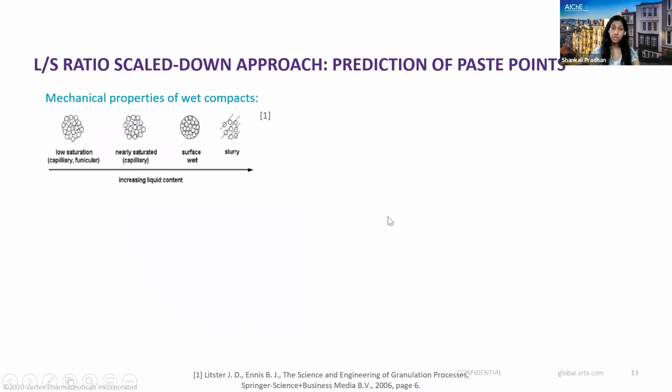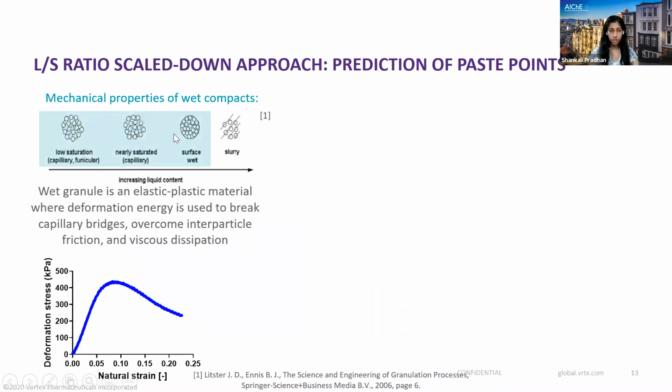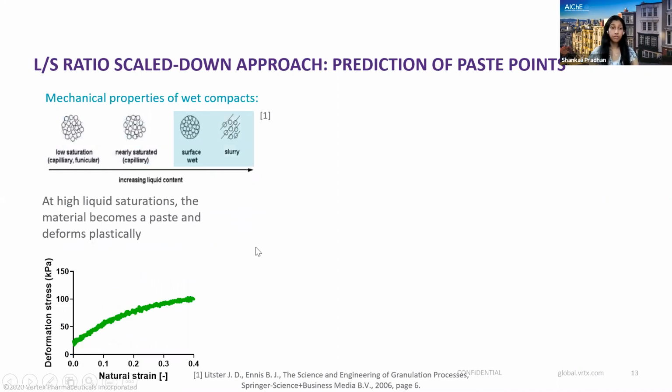In order to define paste formation or paste points, we look at the mechanical properties of wet compacts. For low saturation or near saturation, the material is an elastic plastic material with a stress strain curve that looks like this. We have a clear elastic region where we can define an elastic modulus, and we have a peak stress, which is the dynamic yield stress, and that is what we're going to be using for constructing our regime map. But when the material becomes a paste, it deforms completely plastically. You cannot define an elastic region for a material like this, and neither can you define a dynamic yield stress.